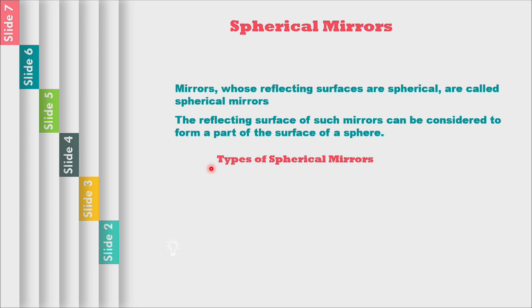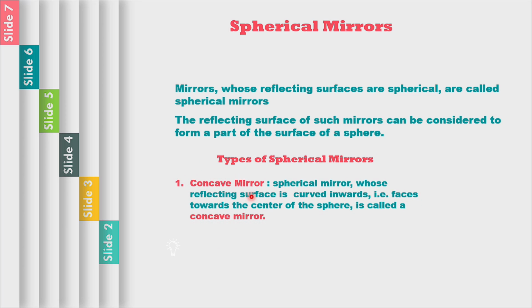There are two types of spherical mirrors. One is the concave mirror, another one is the convex mirror. What is meant by concave mirror? A concave mirror is one of the types of spherical mirror whose reflecting surface is curved inwards. Curved inwards means it faces towards the center of the sphere, and that is called a concave mirror.